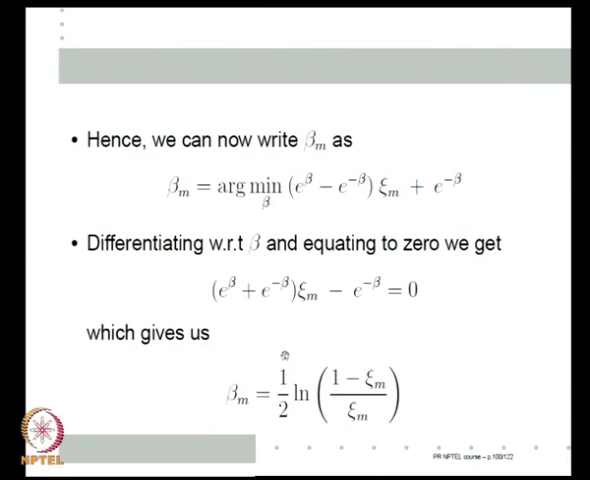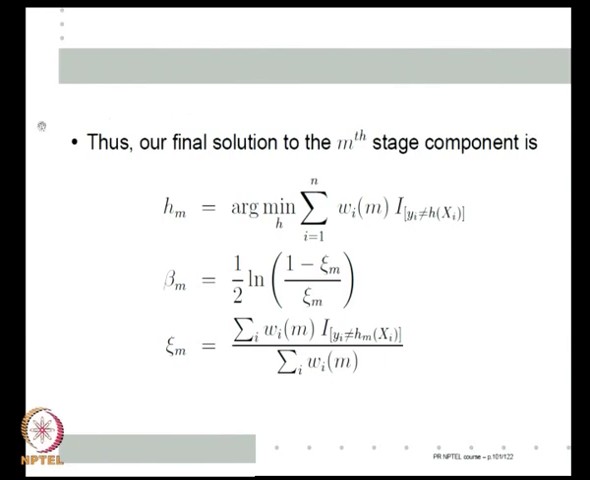I hope all of you still remember ln (1 minus J_m) by J_m from the AdaBoost algorithm, that is alpha_m. That is the vote that the mth classifier has in the final classifier ensemble. In our model, beta_m is the vote that the mth classifier has in the final ensemble. This beta_m happens to be just half of alpha_m. So, this is our final solution.